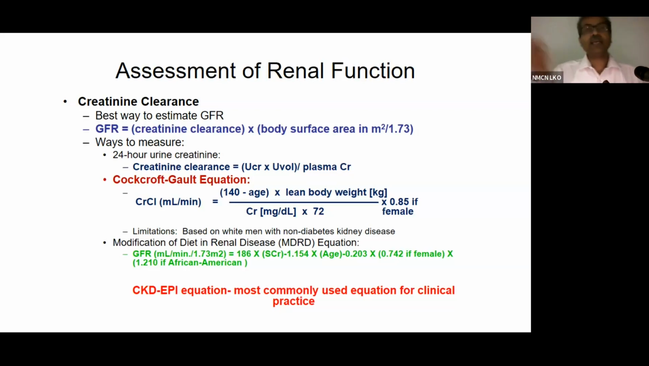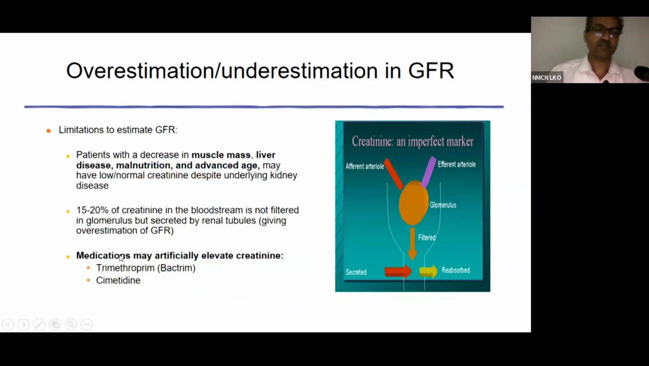Other important equations are MDRD and CKD-EPI; CKD-EPI is now the most validated equation for getting the GFR. But for drug modification purposes, the pharma industry most advocates the Cockcroft-Gault equation. It is always easy: 140 minus age, into weight, divided by creatinine into 72. And if it is female, you have a multiplication factor. But there is always a chance of overestimation or underestimation of the GFR.